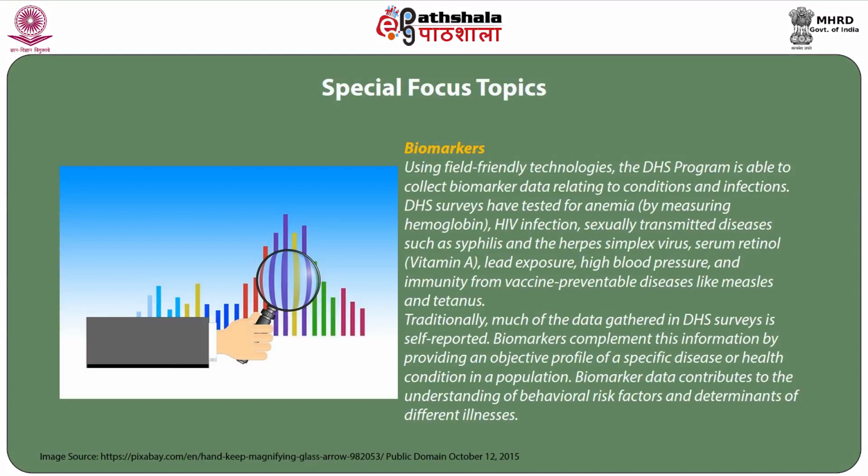Biomarkers. Using field-friendly technologies, the DHS program is able to collect biomarker data relating to conditions and infections. DHS surveys have tested for anemia by measuring hemoglobin, HIV infection, sexually transmitted diseases such as syphilis and the herpes simplex virus, vitamin A, lead exposure, high blood pressure, and immunity from vaccine preventable diseases like measles and tetanus.